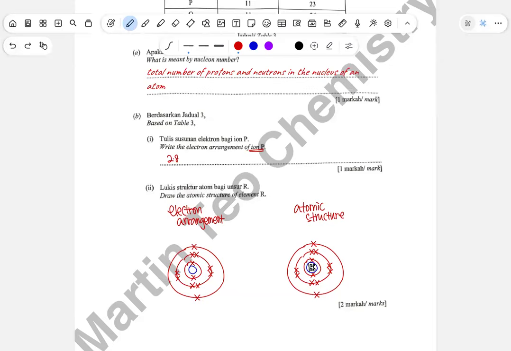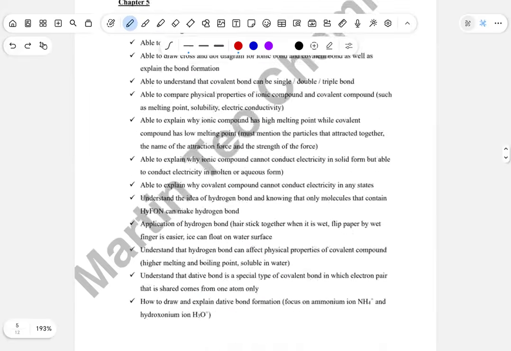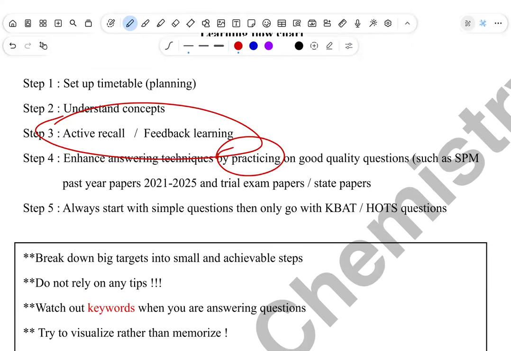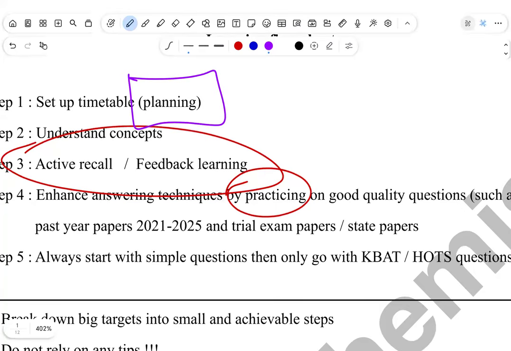Okay, so that's why I believe that for many of you, the theory is quite okay already. So for now, it's really time for you to do some active recall to check what you have learned so far, and to practice on the exercises. I think this is something that you might be missing, and everything starts from good planning. Guys, you have time. The time is still sufficient.